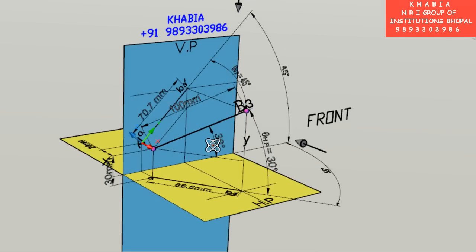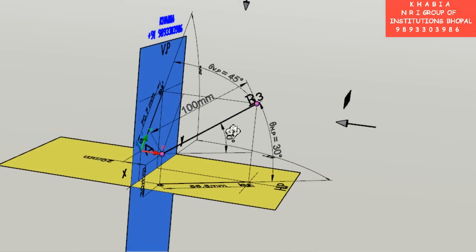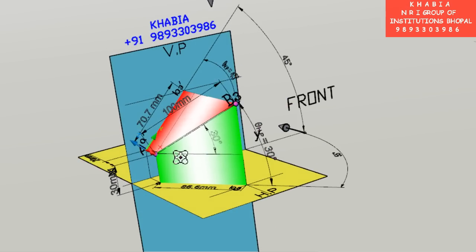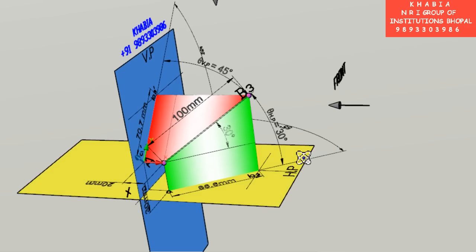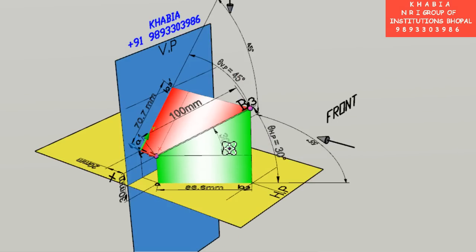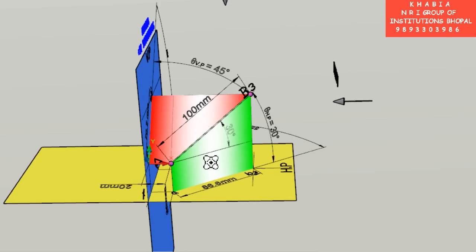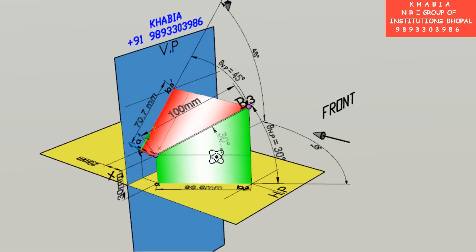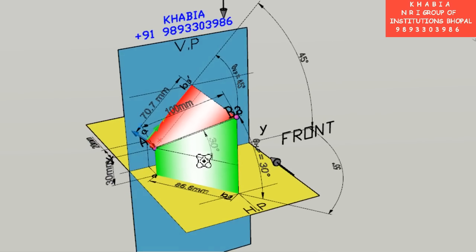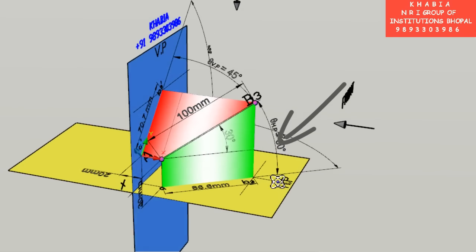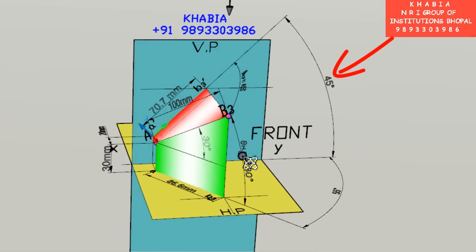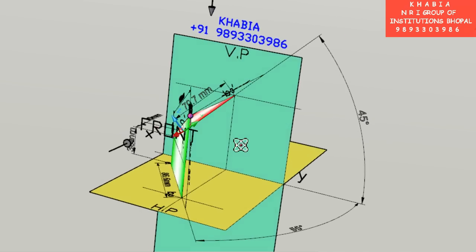Let me bring back the red colored and the green colored trapezium to discuss more details. The angle theta HP equal to 30 degree is the angle between line AB and the horizontal reference plane. Further observation helps you to understand that theta HP is also the angle between line capital A, capital B and its top view small a, small b. One point I want you to understand clearly is that inclination of line with horizontal plane is a different thing and inclination of front view of line with horizontal reference line is a different thing.